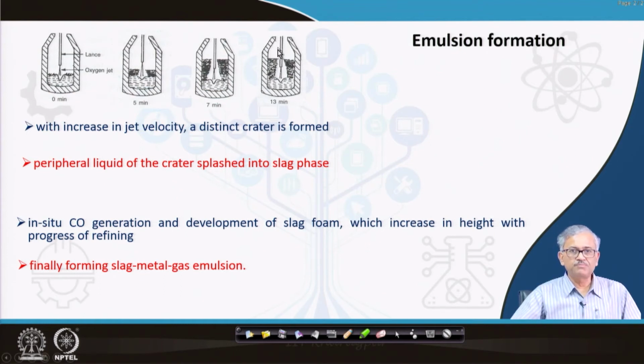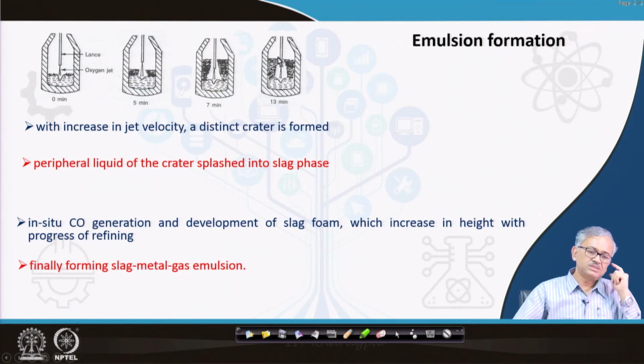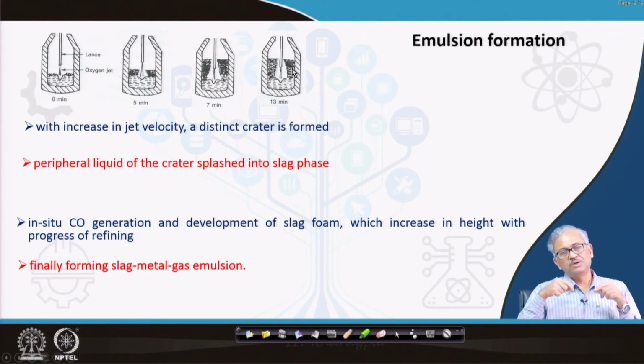Because you are pumping the energy, when you tear off the liquid droplets, you are creating new surfaces, so you require energy for that. The oxygen jet basically gives that energy to tear off the liquid droplets and throw them into the slag phase, and as the metal droplet goes there, it makes in situ formation of CO. The CO bubbles form an emulsion, and increase the volume of the foam as well as the emulsion.